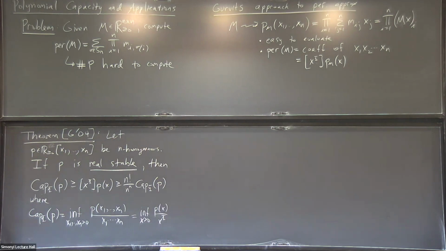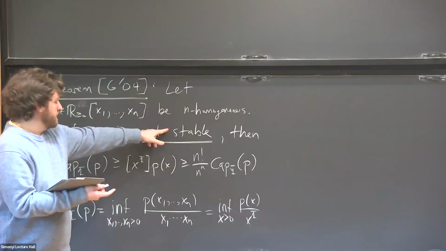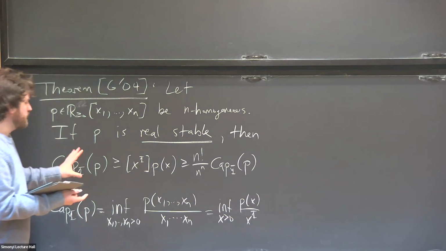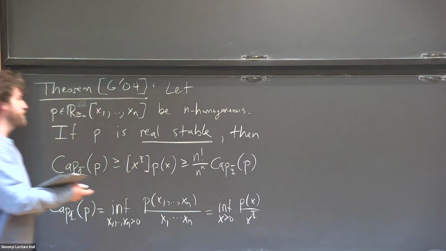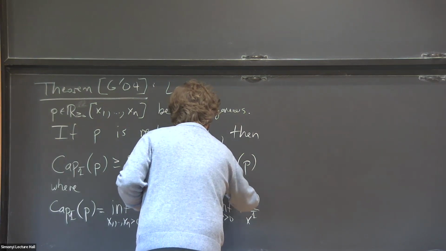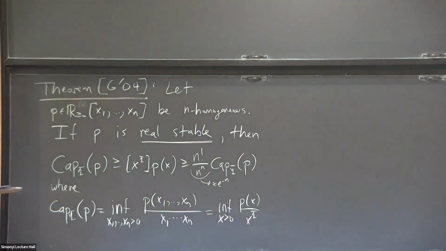Okay, and so the idea here is if we can show that this polynomial has whatever property this is, and we can show that this is easy to compute or is some kind of convex optimization problem, then this is going to give us some simply exponential approximation to the permanent, because this is essentially, it's a little bit better than e to the minus n. So that's the general idea. Okay.